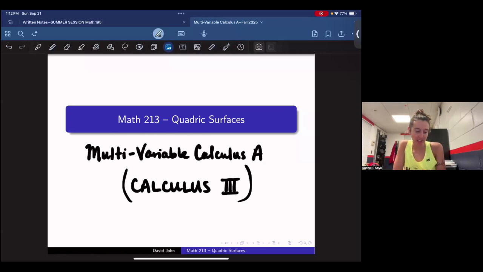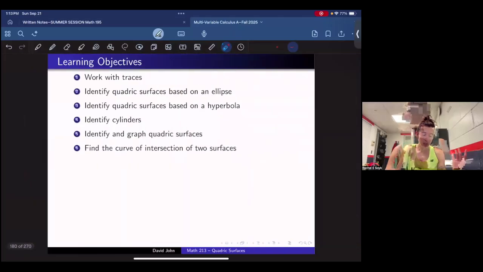Hi, everyone. So today we are going to go over quadric surfaces, which is part of our Calculus 3 curriculum, also known as multivariable calculus A, Math 213 at the CCNY level. All right. We have 6 objectives during this lesson.